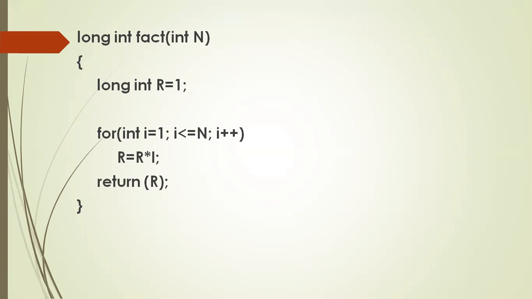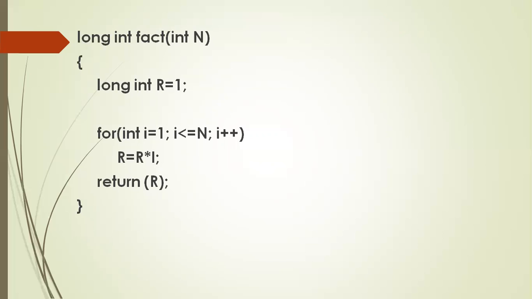So r is already 1. 1 into 2 becomes 2. Now the current value of r is 2. Next time i becomes 3. 2 into 3, so the r value will be 6. Next i becomes 4. 6 into 4 becomes 24. So your for loop is executed 4 times. After that, you return the value of r. So the r value will be 24.